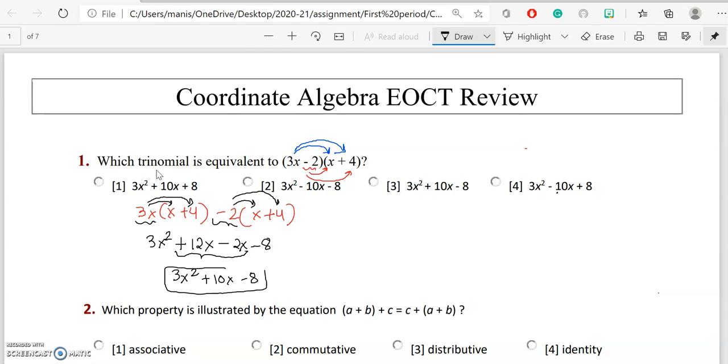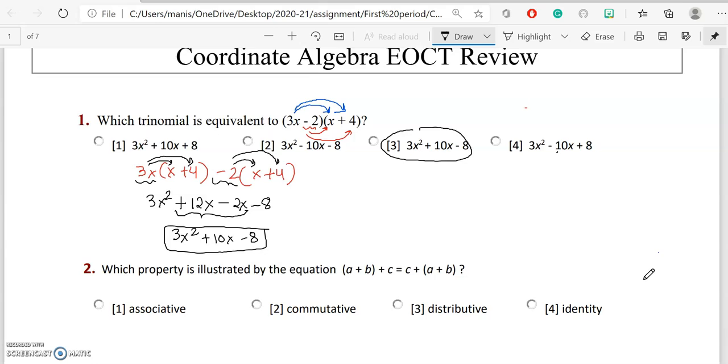Now since this is my answer, I will check if there is any choice which looks like this. No, choice A or 1 is not the correct answer. But if you look at choice 3, this is the correct answer. So this choice is the correct answer for this question. Now let's look at question number 2.